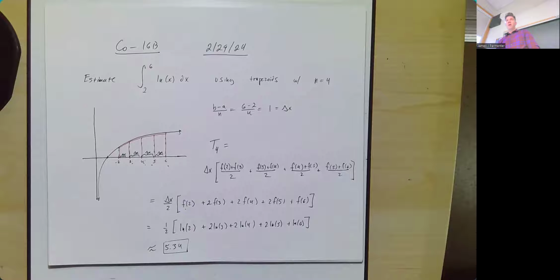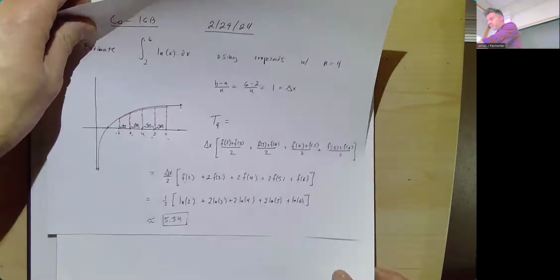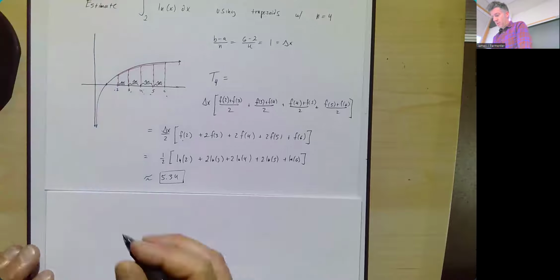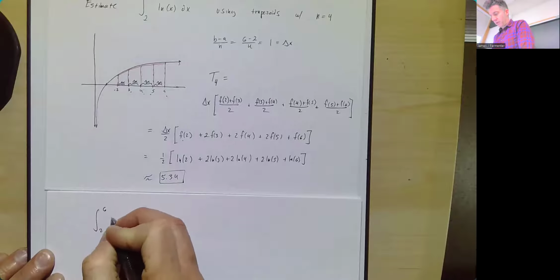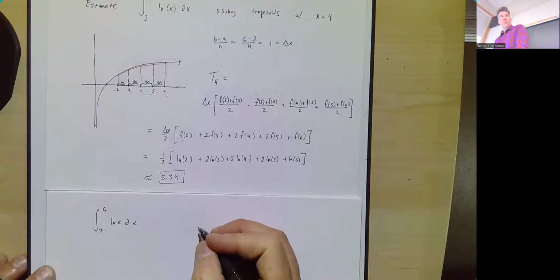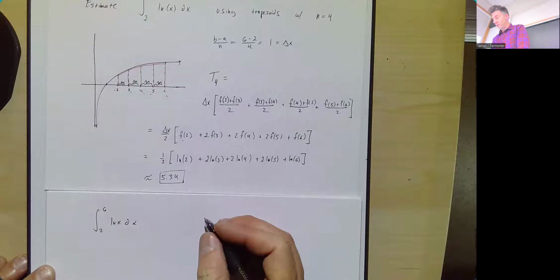We've talked a little bit about, have we talked about how to integrate natural log of x? I feel like we have. Let's actually calculate the area under the curve just to compare it. So the integral from 2 to 6 of the natural log of x dx, we're just going to do the integral first, and then we'll do the definite integral second.